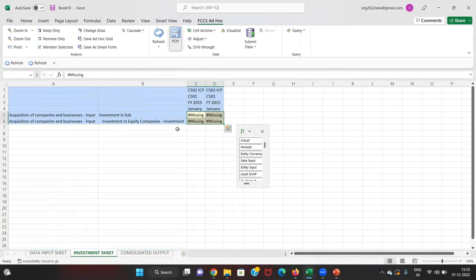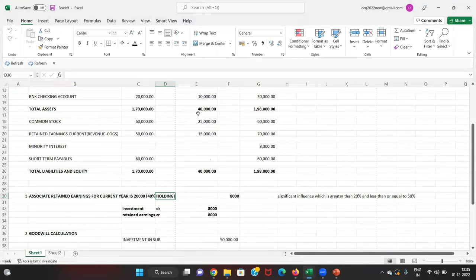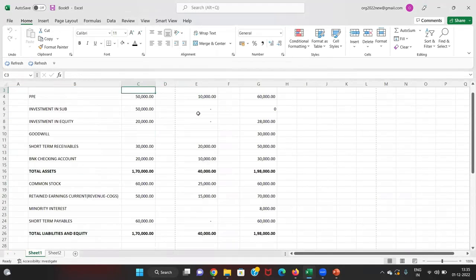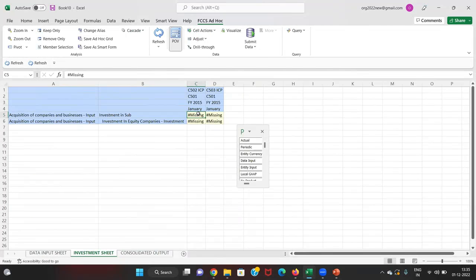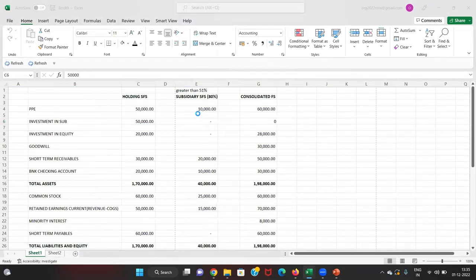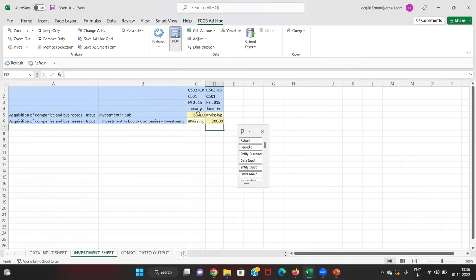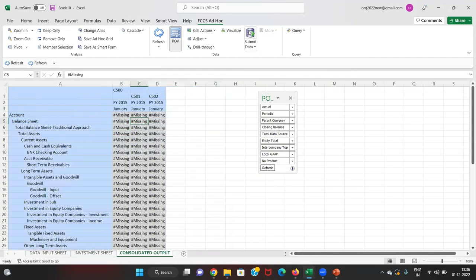Now we'll just put our investments. So investment in subsidiary, for that we have taken the 502 entity as our intercompany, and the investment amount that we have figured out is 50,000 to be validated. And for equity companies investment, we have figured out 20,000 as the amount. So we'll take that and submit. And then we'll go to the output sheet where we have taken the C-level entity, that is C500, and see whether our total and the rest of the numbers are getting validated.